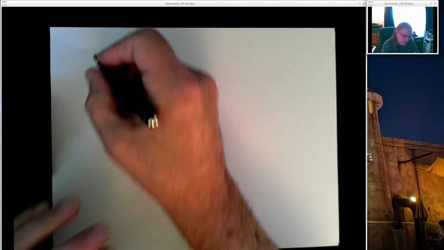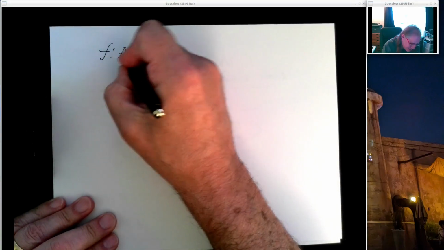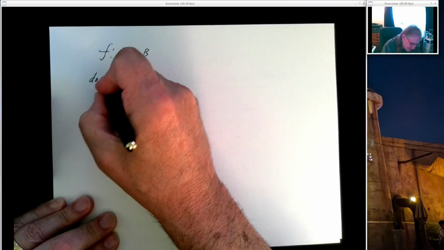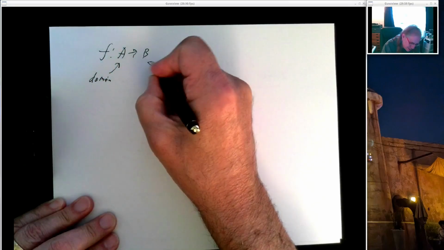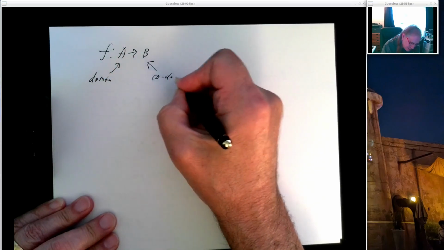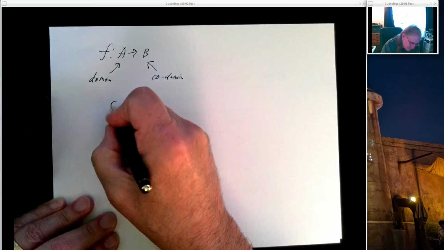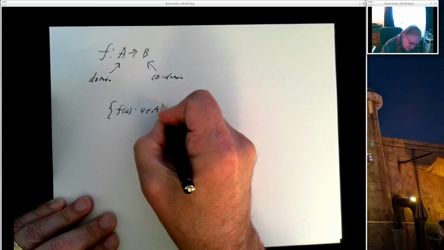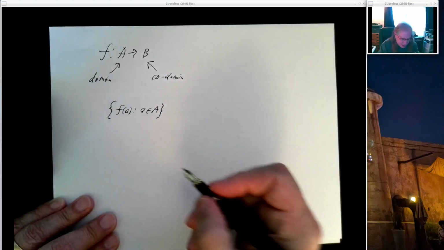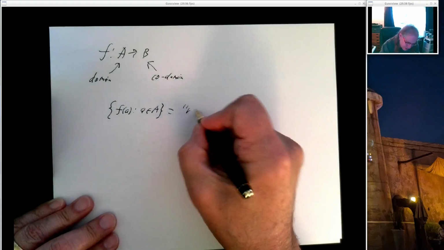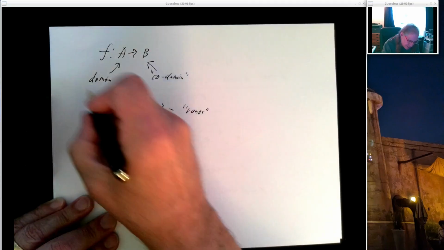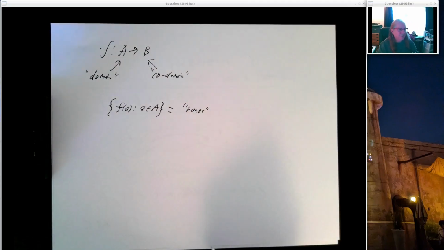Alright, some terminology. If f goes from a set A to a set B, set A is called the domain. Set B is called the codomain. And the set of all values that are actually mapped from something in A, this is called the range. So these are just pieces of terminology.